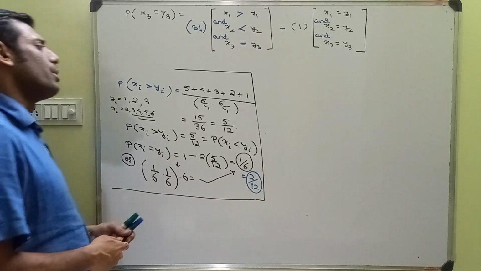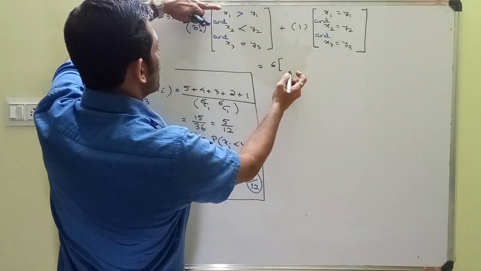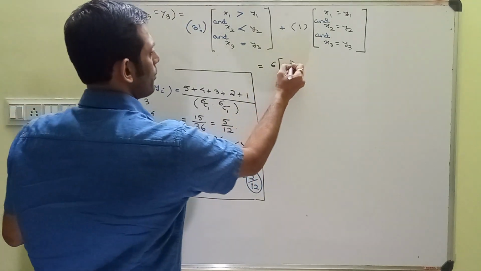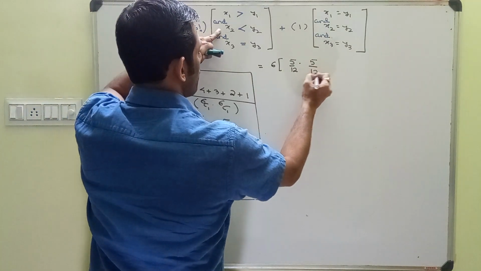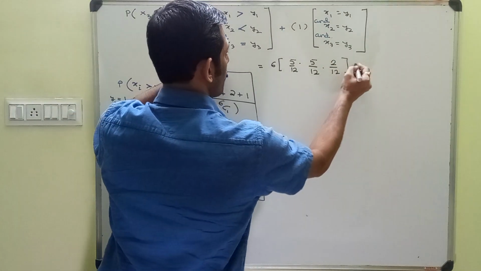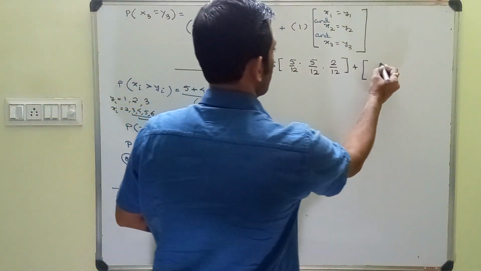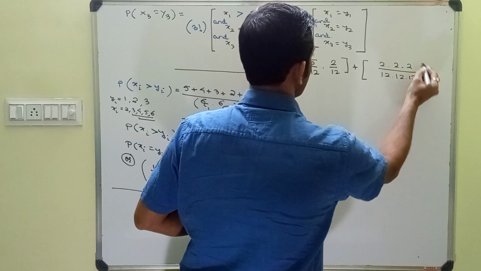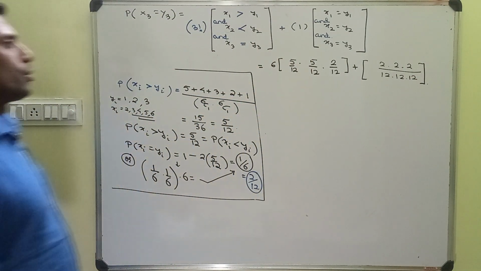How about calculating on this? Then the answer will be 6 times. Let's begin with this. P of x1 greater than y1, that means 5 by 12. Inequality means 5 by 12. Equality means 2 by 12, plus all the 3 equal means 2 by 12 into 2 by 12 into 2 by 12, and that's all. This is the total counting.